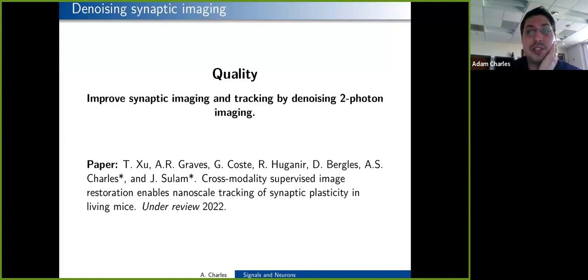those synapses over time. And what I mean by that is we partnered with Rick Huganir and Dwight Bergles here at Hopkins, and Tiger Xu is a grad student who really pushed this project in a very amazing way, collaborating with Austin Graves and Gabby Kost. Austin and Rick had developed this indicator that actually tags not calcium-based fluorescence, but it tags individual AMPA receptors.